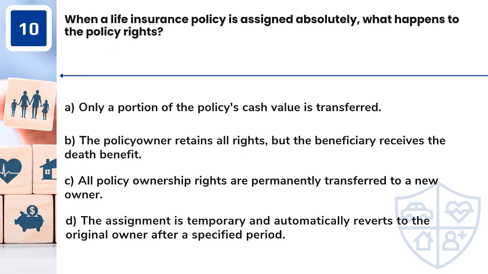Question 10. When a life insurance policy is assigned absolutely, what happens to the policy rights? A. Only a portion of the policy's cash value is transferred. B. The policy owner retains all rights, but the beneficiary receives the death benefit. C. All policy ownership rights are permanently transferred to a new owner. D. The assignment is temporary and automatically reverts to the original owner after a specified period.